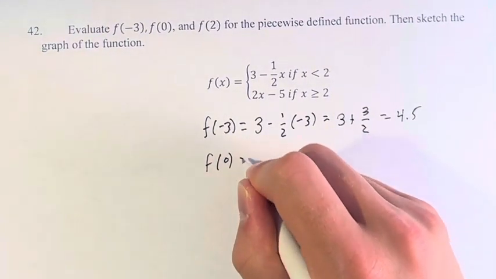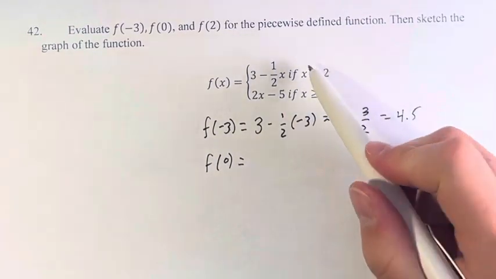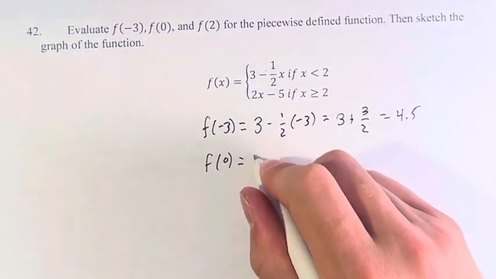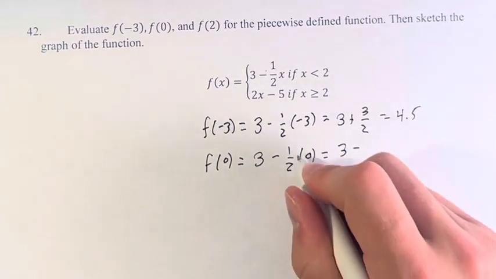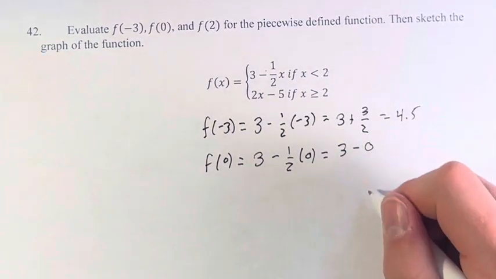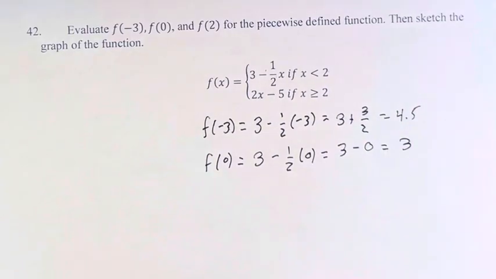F of 0 is also less than 2, so we're still using 3 minus 1/2 x. 3 minus 1/2 of 0 this time equals 3 minus 1/2 times 0 is just 0. 3 minus 0, and this is equal to 3.